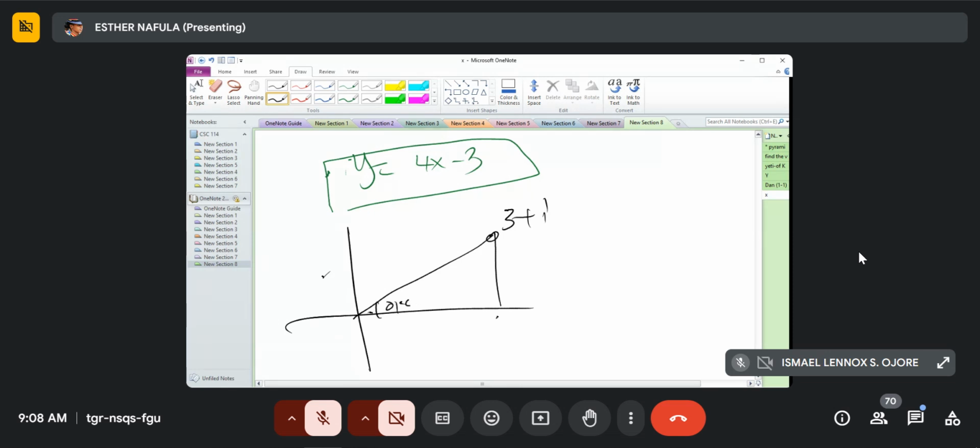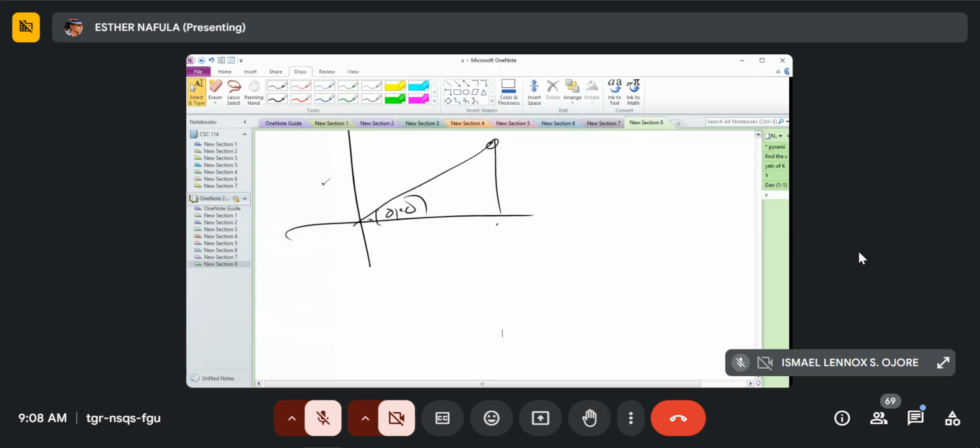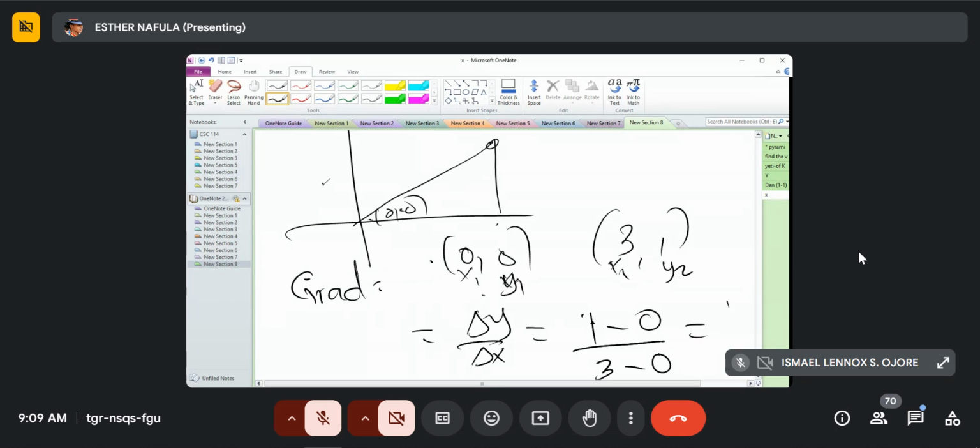So you have 0, 0 and 3, 1. We need the equation of this straight line joining 0, 0 and 3, 1. We first need the gradient. So we have our 2 points, 0, 0 and 3, 1. The gradient will be change in y divided by change in x. This is x1, y1, x2, y2. y2 minus y1 divided by x2 minus x1, or vice versa, you still get the same value. So 1 minus 0 divided by 3 minus 0, you get 1 over 3.